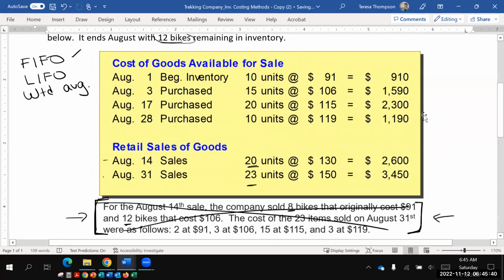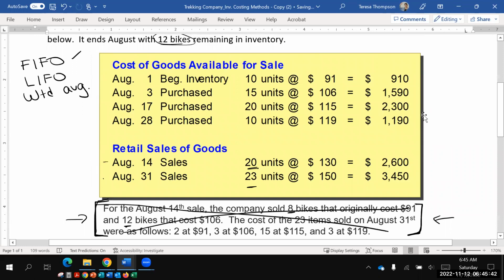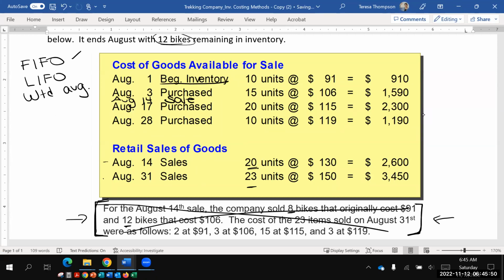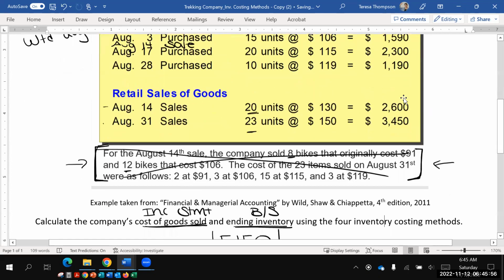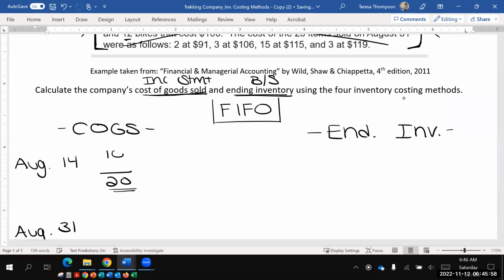So for the 20 units on August 14th, so August 14th sale would happen here. Okay, first in, first out. Your very first items that were in inventory is what you started with, beginning. You have 10. Okay, so for that sale of 20, 10 of those units come from beginning inventory, which have a cost of 91.